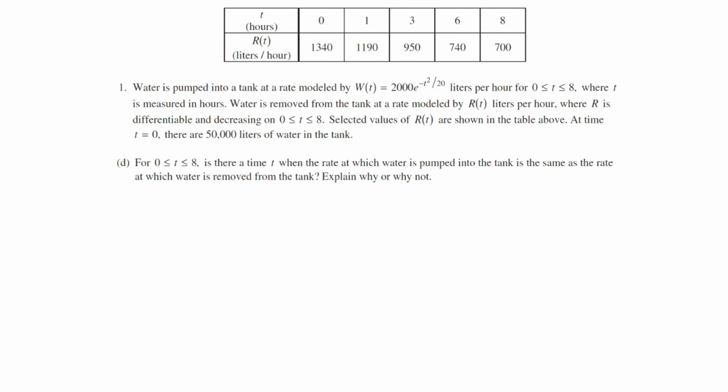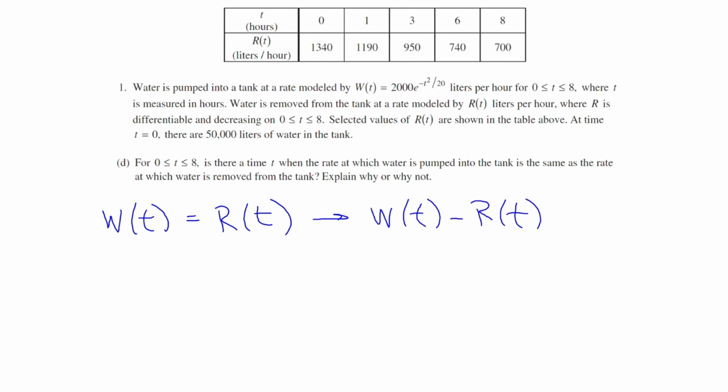In part D, it asks us if there is a time when the rate at which the water is pumped into the tank is the same as the rate at which the water is removed from the tank. In other words, what it's saying is, is there a time when W of t is equal to R of t? Effectively, we could subtract one to the other side. It's also saying, is W of t minus R of t ever equal to 0?